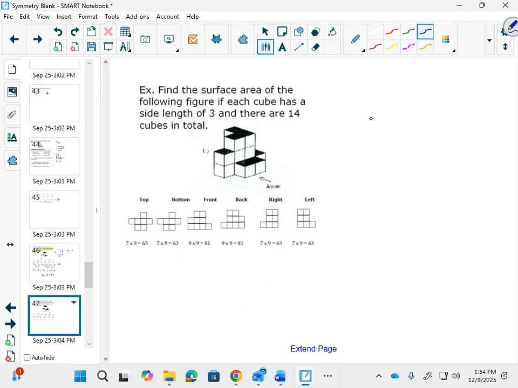Here's your next one to build. Your next one has 14 squares. Can you build it?